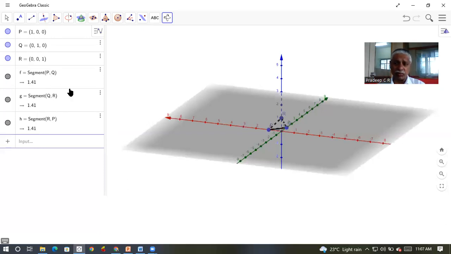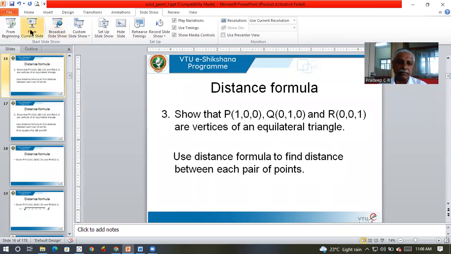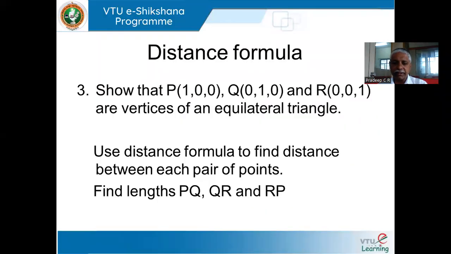But let's not bother too much about this part. I have to show this without using GeoGebra. I use the distance formula to find that. GeoGebra was given to you just to make you understand what we are trying to do. But actually you have to use the distance formula to find the distance between each pair of points. So in the slideshow, find the length of PQ, QR and RP.